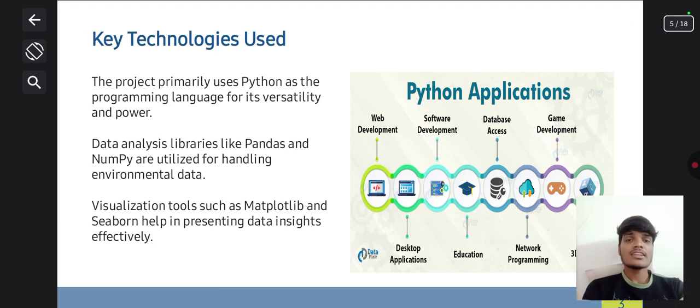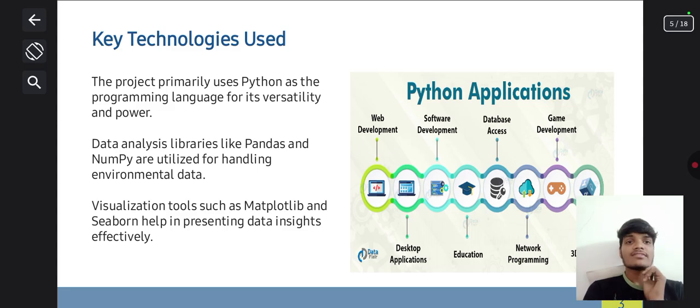The key technologies used in the Blue Eye Iceland project: the project primarily uses Python as a programming language for its versatility and power. Data analysis libraries like Pandas and NumPy are utilized for handling environmental data. Visualization tools such as Matplotlib and Seaborn help in presenting data insights effectively.